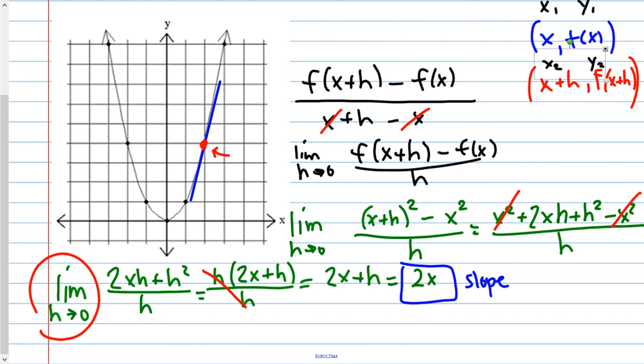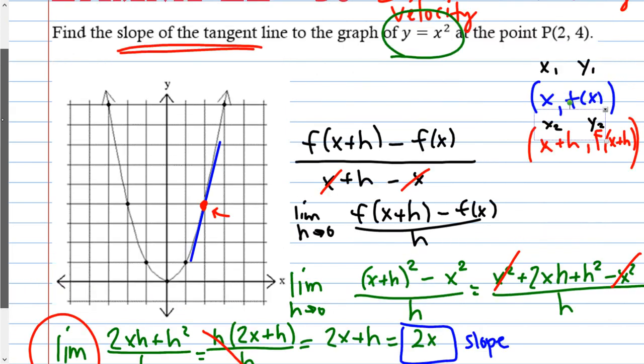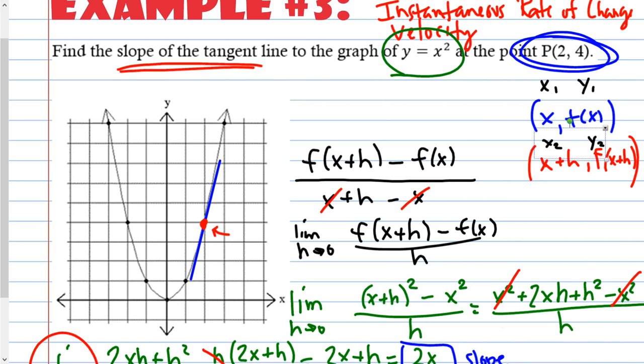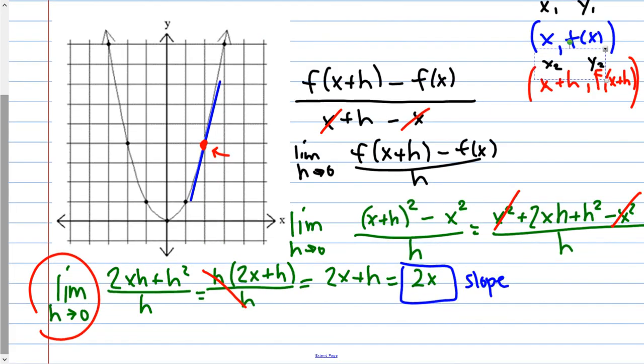But remember the 2 and the 4, the point at the beginning that I didn't use? This right here? It's not that I didn't use it or that I wouldn't use it. It's that I wanted a generic answer because now I can use it. I can plug it in. So 2x, I plug in my x, which was 2. So I get 2 times 2, which is 4. So my slope at 2, 4, the slope is 4. Okay?